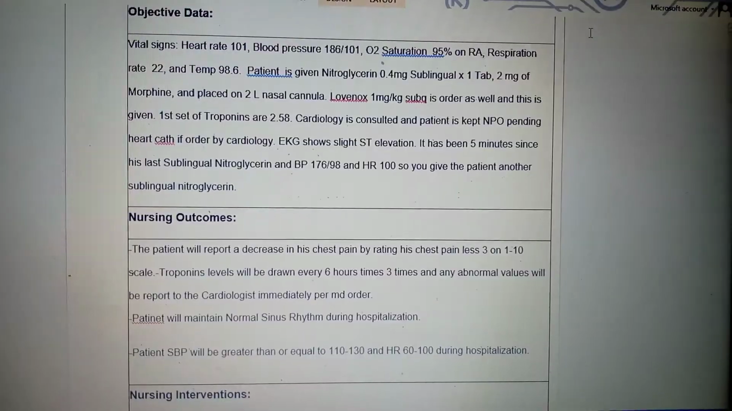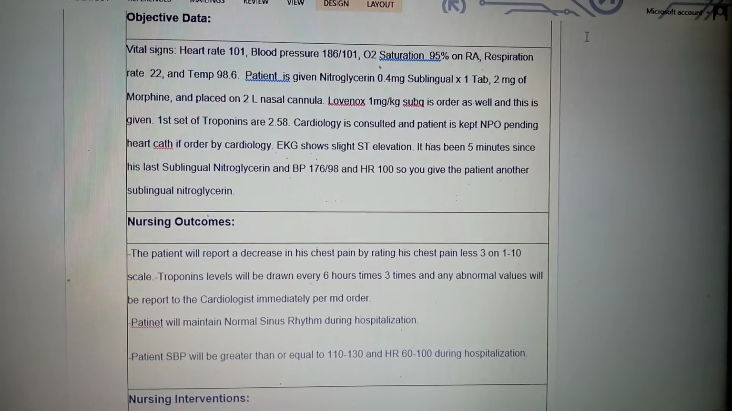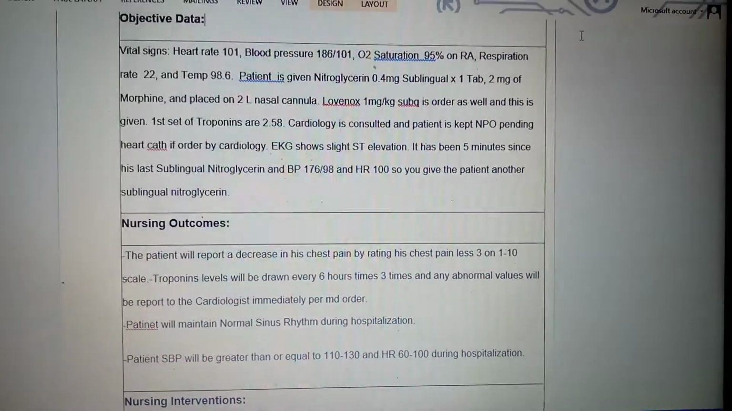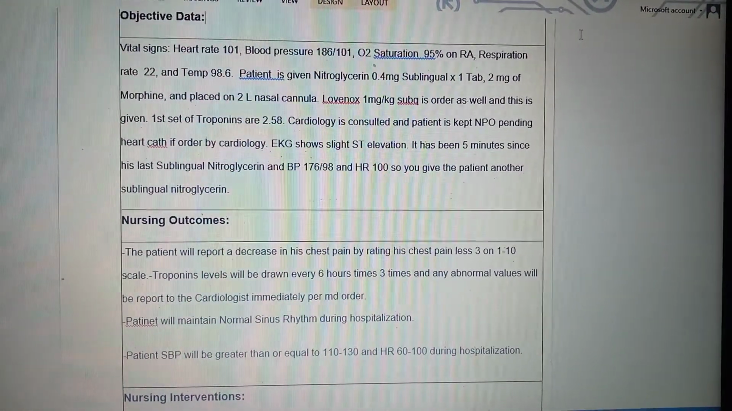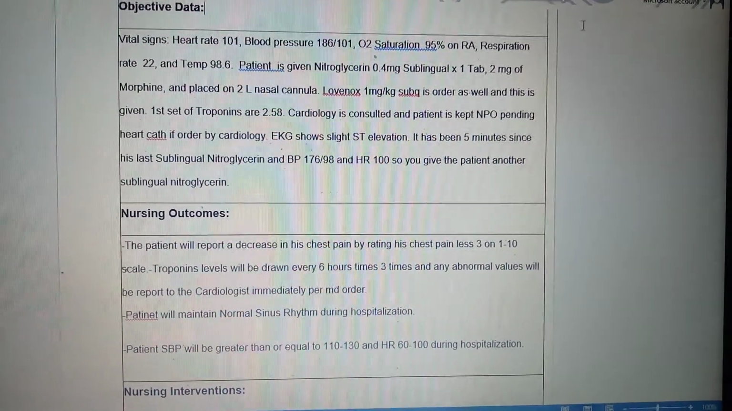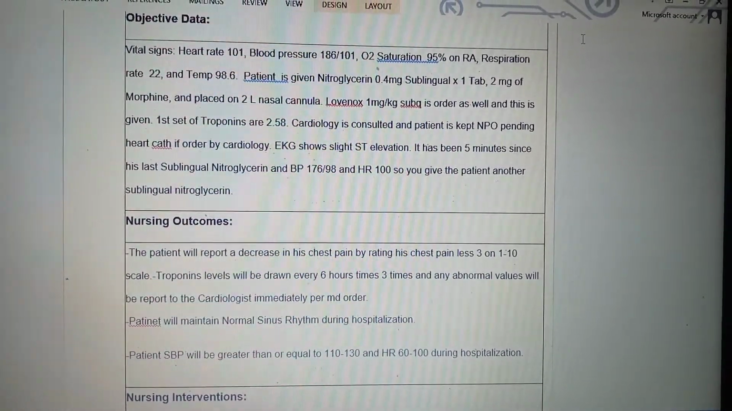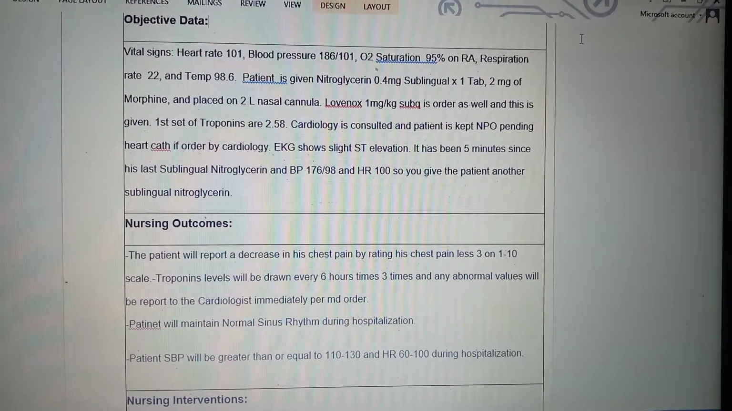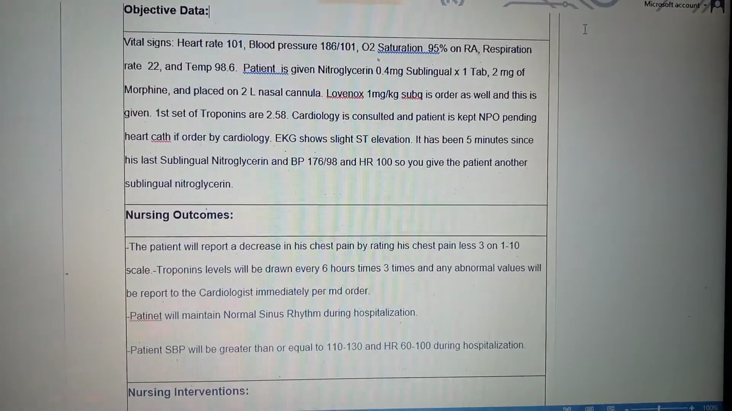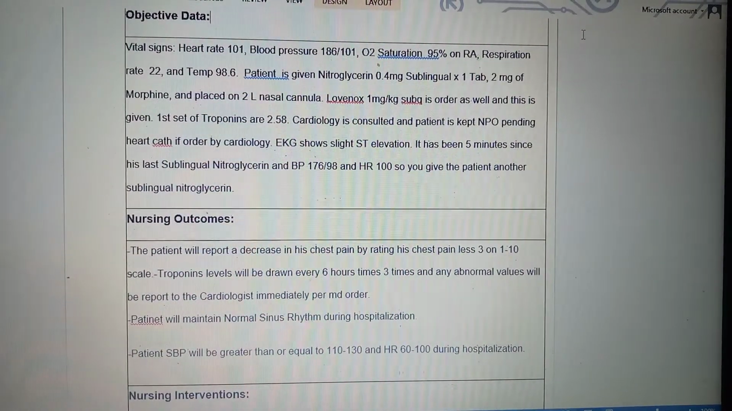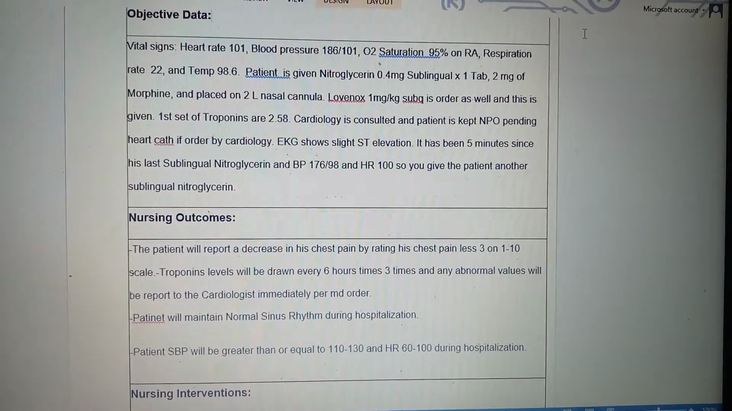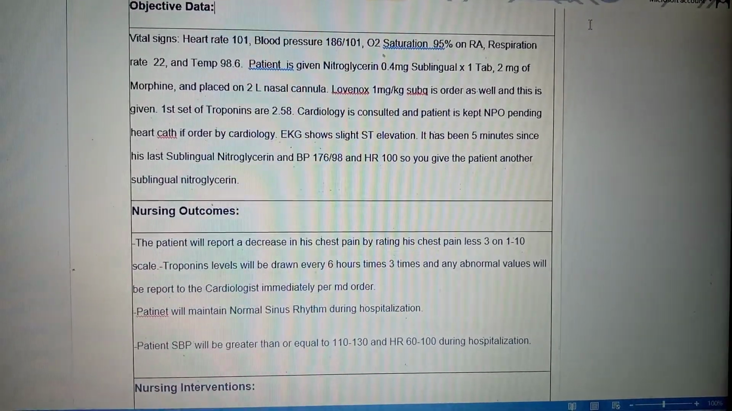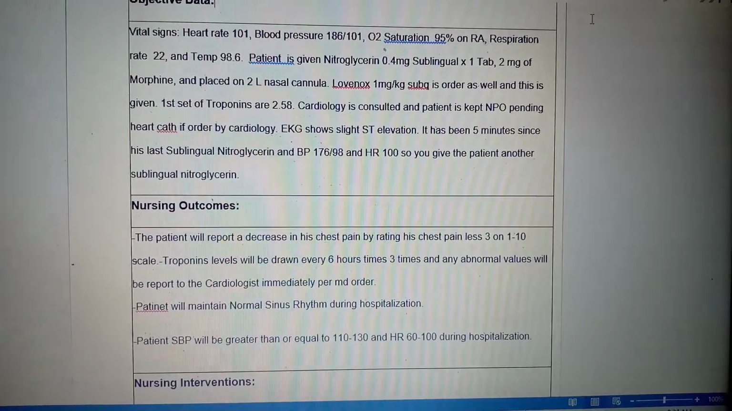The objective data: vital signs, heart rate 101, blood pressure 186/101, oxygen saturation 95% on RA, respiration rate 22, and temperature 98.6. The patient is given nitroglycerin 0.4 mg sublingual, 1 tablet, 2 mg of morphine, and placed on 2-liter nasal cannula. Lovenox 1 mg per kilogram subcutaneous is ordered as well, and this is given.